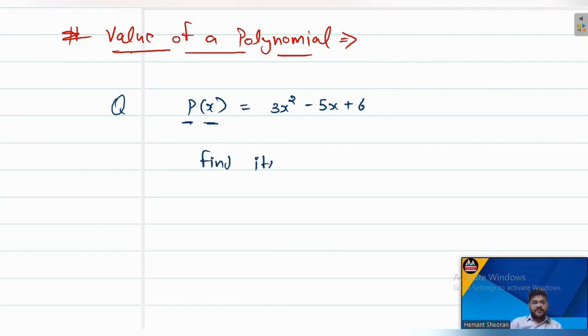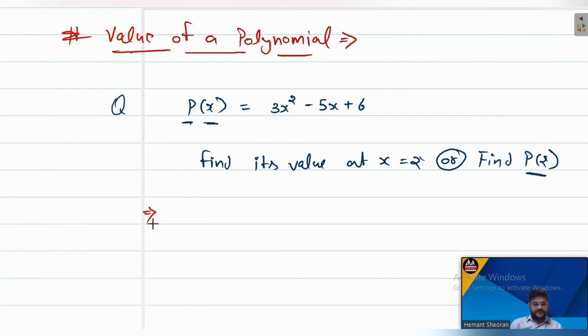its value at x equals 2, or they will just say find p of 2. So what will be your answer? How are we going to do this? Do you have any idea? Yes or no?